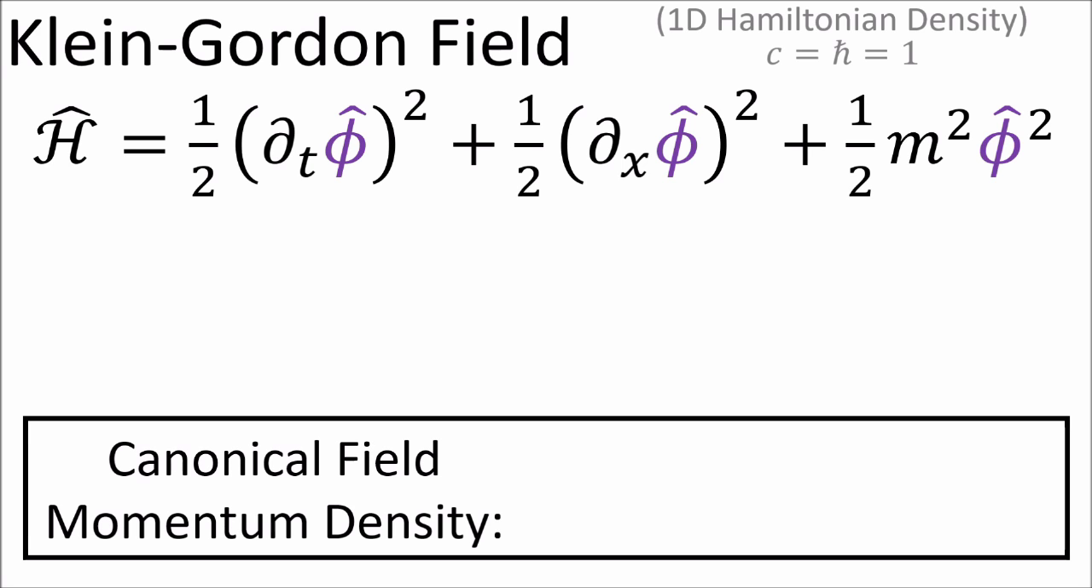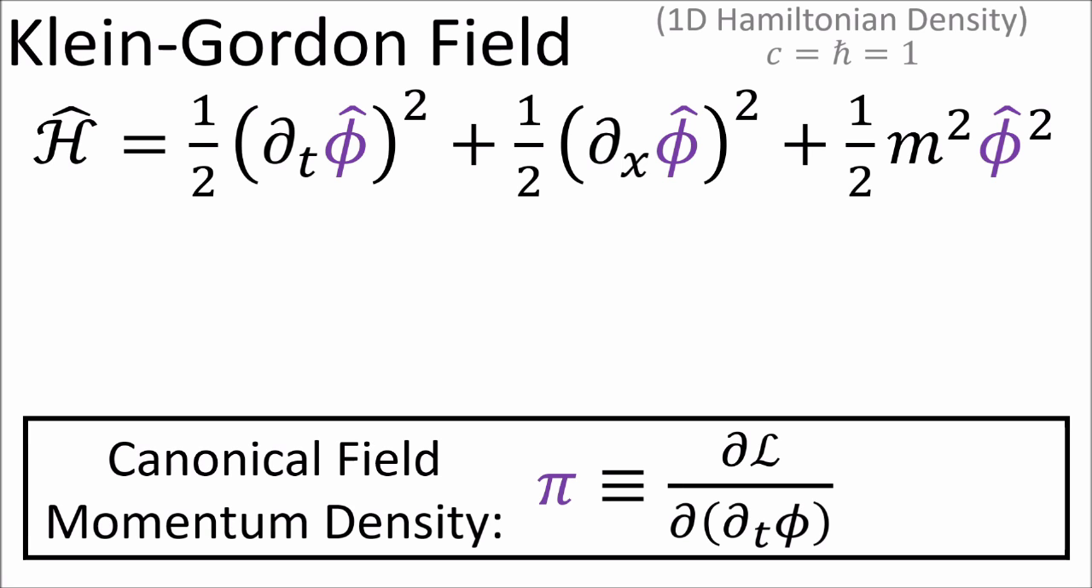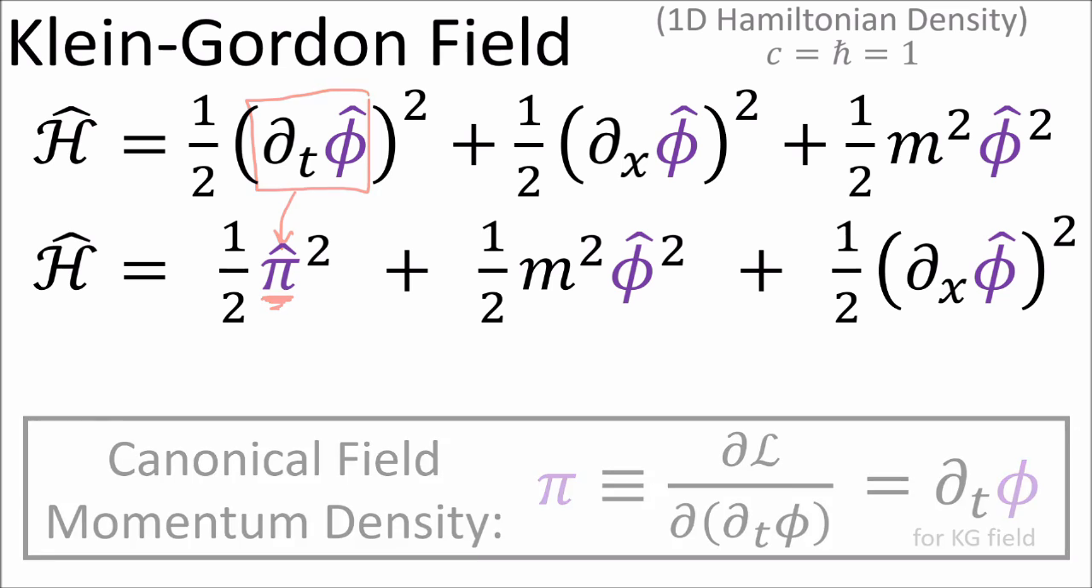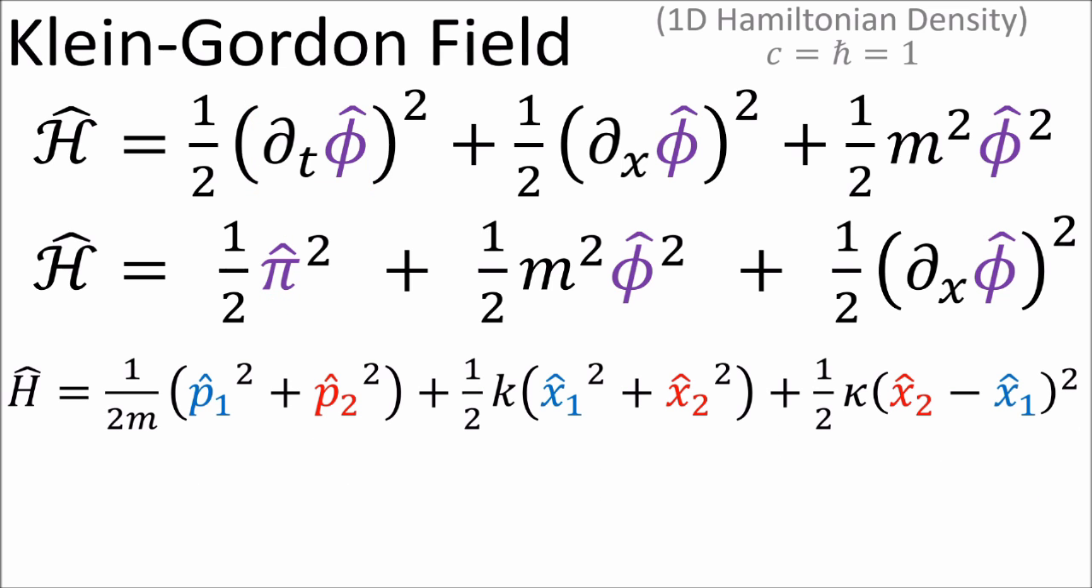If you recall, we can define conjugate momentum density pi for a field using a derivative of the Lagrangian density. And for the Klein-Gordon field, this field momentum density is just the time derivative of the field amplitude. So we can replace the time derivative of phi hat with pi hat. This makes the Hamiltonian density look more like our coupled oscillator Hamiltonian.